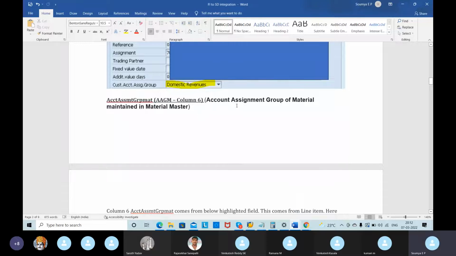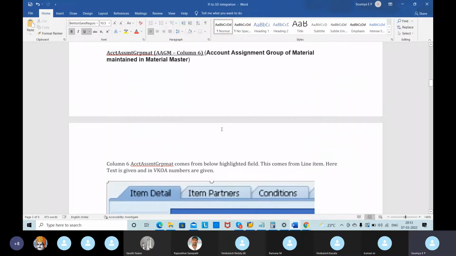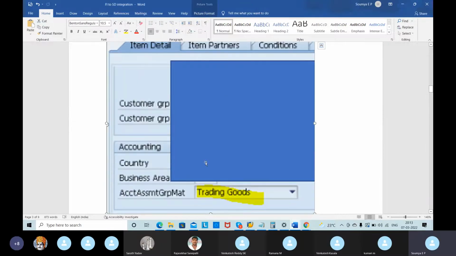The next one is the account assignment group of material maintained in the material master. Column 6 comes from the line item. Here the text is given and in VKOA the numbers are given. This is column 5.